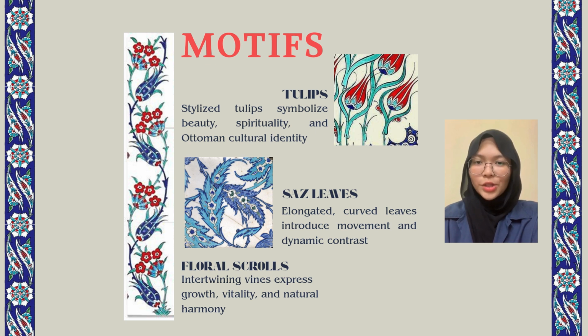Moving on to motifs, one of the most recognizable forms is the tulip. In Iznik ceramics, tulips are stylized and elongated. They symbolize beauty, spirituality, and Ottoman identity.